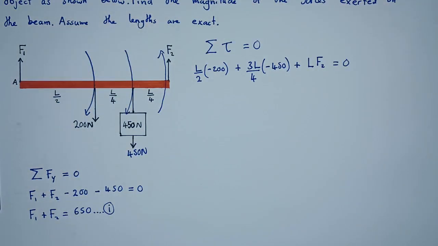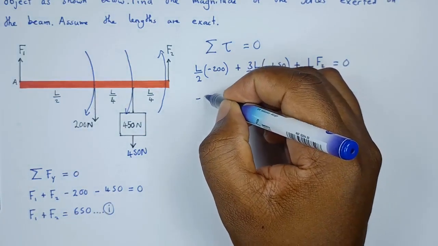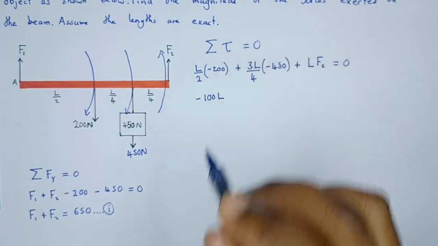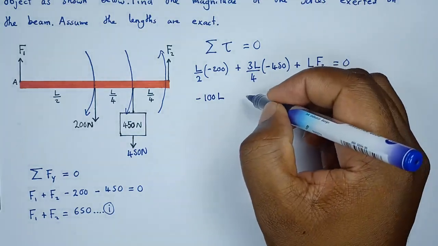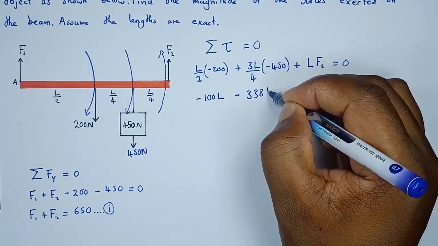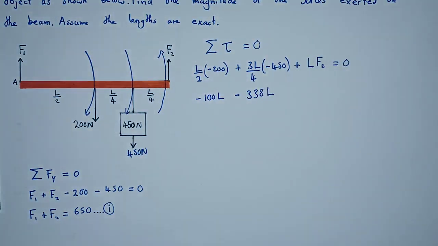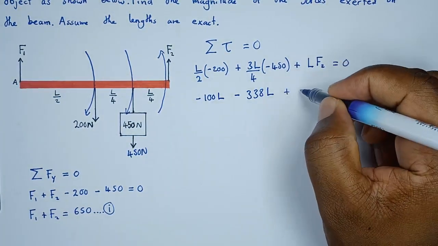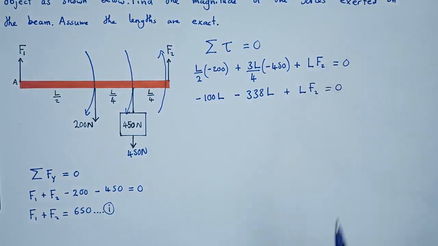Now let's see how it simplifies. This becomes a negative 100 L, because 200 over 2 gives 100. Then what we get here times 450. So here we get a negative 338 L, because if we multiply 3 over 4 times 450, you get 338 L, plus L F2, and everything is equal to 0.